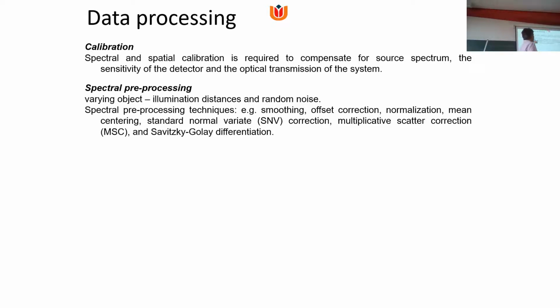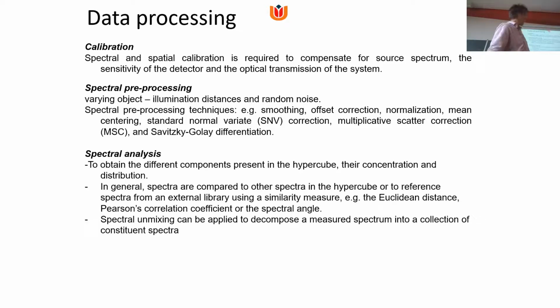Maybe there's a different distance between the different objects that you're looking for. For instance, if you have an arm, it's very curved. So this part is much closer to your camera than this part, and there's an angle that you need to compensate for, because they may give different signals while having the same composition. So we need to have some algorithms for that. That's the spectral pre-processing. There are many of these techniques. Many have been described in more computational imaging papers. Smoothing, offset correction, normalization, mean centering, SNV, all kinds of things. We'll look at them later.